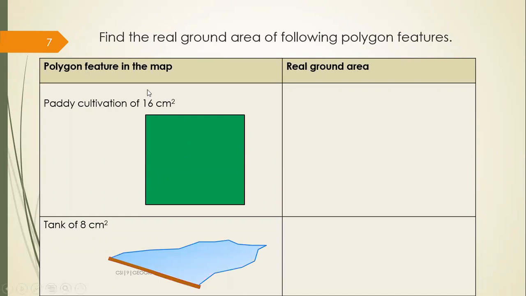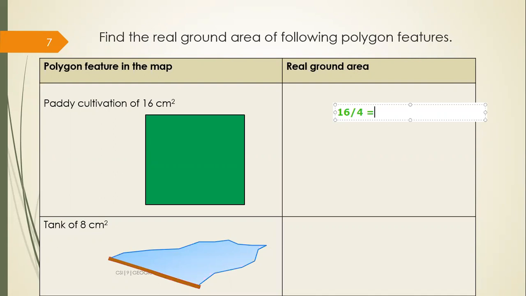Paddy cultivation of 16 square centimeters. Now you know that 4 square centimeters are shown in 1 square kilometer. Then to find out how many square kilometers are given here, we have to divide this number by 4. Before you divided by 2, now you divide by 4.